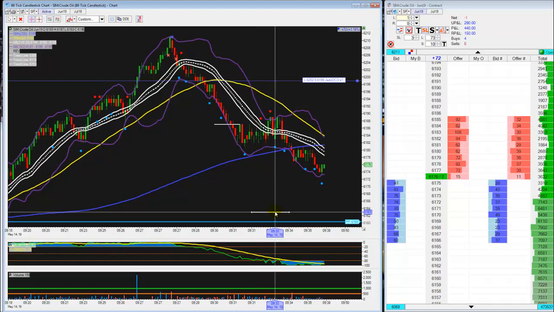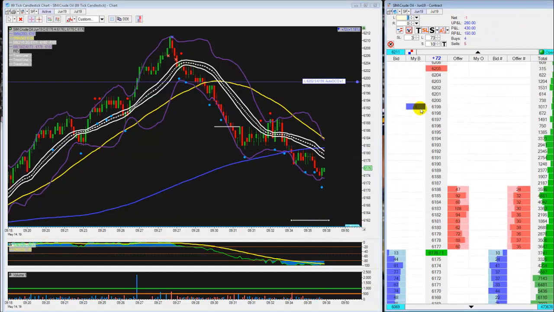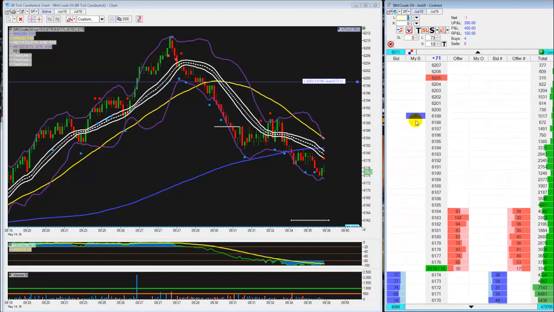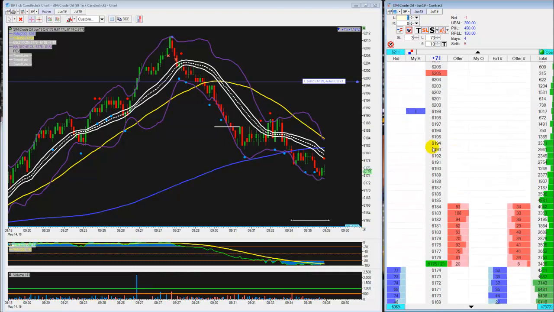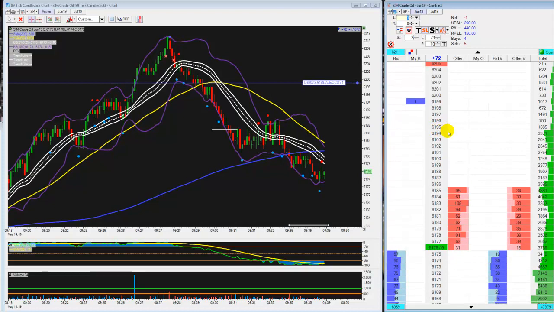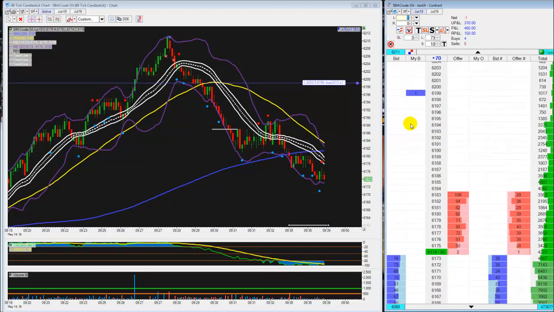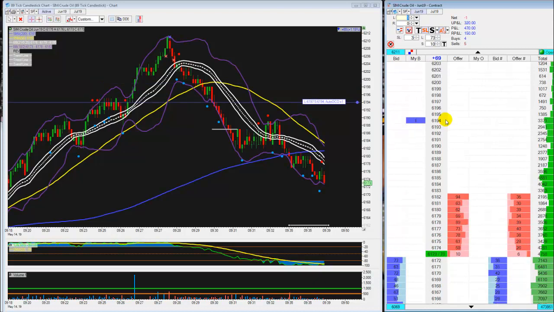So what I want out of this trade is I want 10 ticks right now. Remember the prior break point was 94. That was pivot of yesterday, roughly.